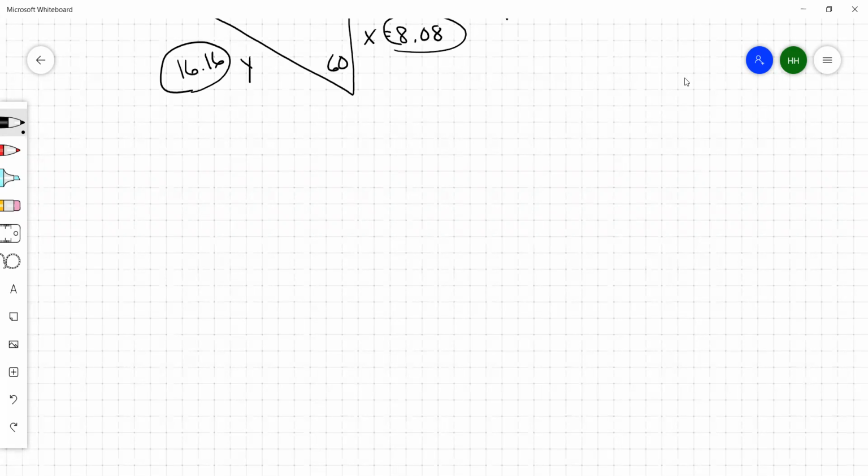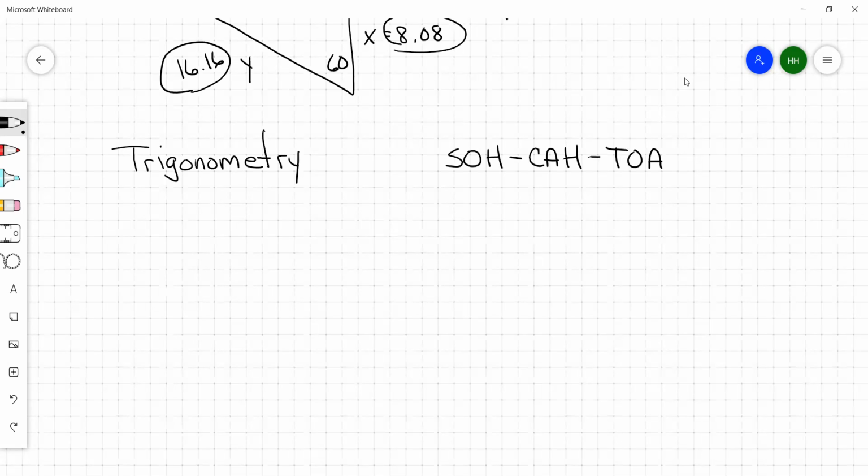Today we are going to be doing what is called trigonometry. In trigonometry, there is an acronym. Here's the acronym, SOH, CAH, TOA. You say it, SOHCAHTOA.